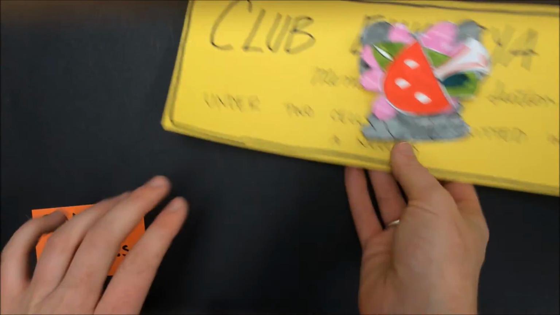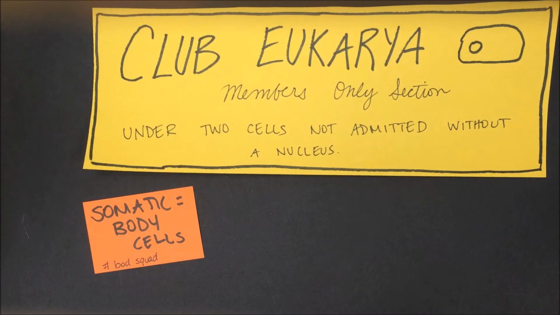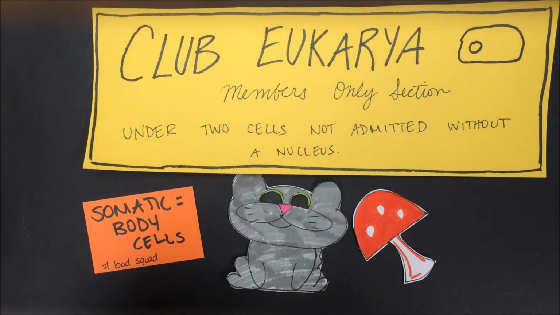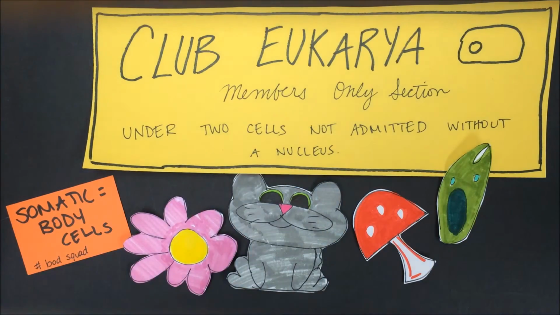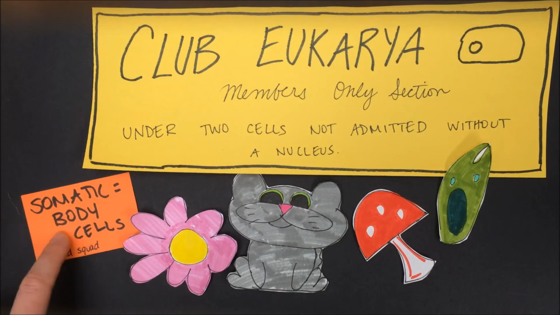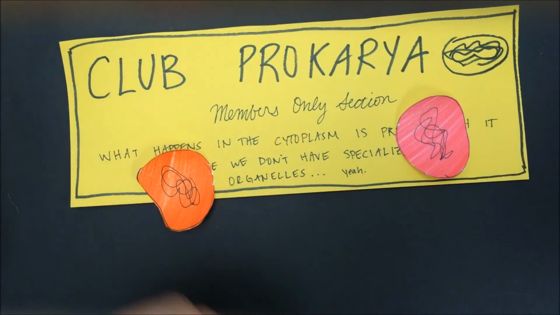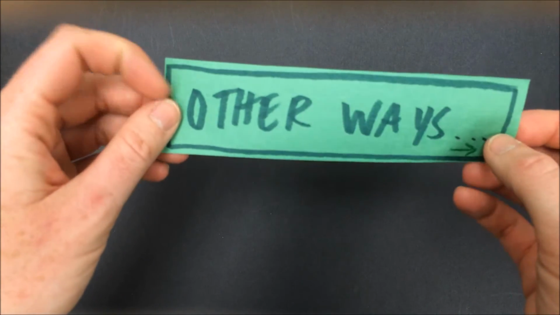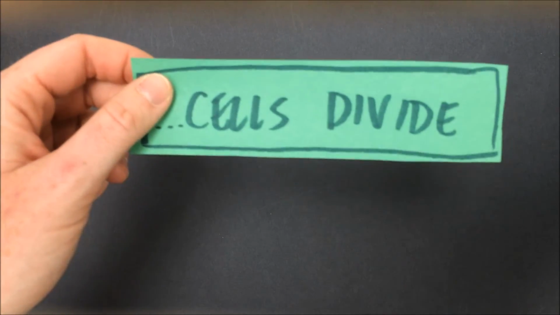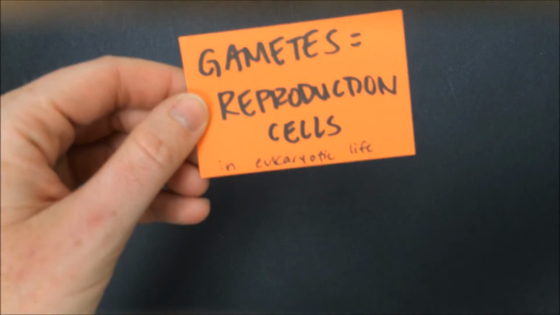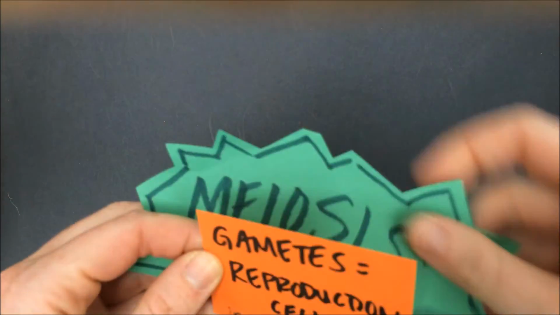In eukaryotic somatic cells, the cells that have a nucleus and have organelles, so animal cells, fungus cells, protist cells, plant cells, all of these cells, if we're talking about their body cells, will do mitosis. Prokaryotes, such as archaea and bacteria, do binary fission. But wait, there's more. There's one other way that we talked about in this unit that cells can divide. If we are talking about gametes, which are reproduction cells, these cells undergo a process called meiosis.